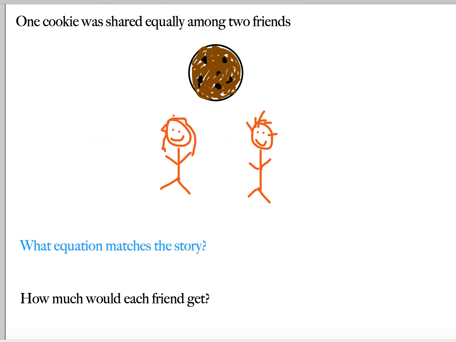Let's see what happens though when we have 1 cookie. So if we wanted to share 1 cookie among 2 friends, what would happen? Well, we'd have to break this cookie apart. They would have to split it. And then each friend would get half of the cookie. And they each end up with a half. I'm drawing my halves here. And I'll even write that they each got 1/2 of the cookie.